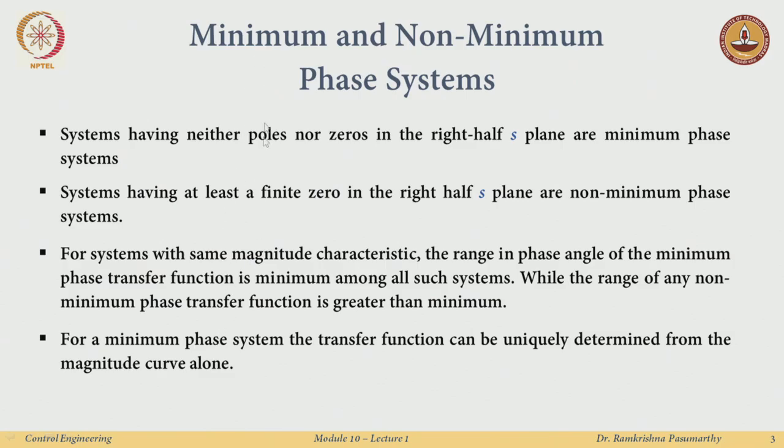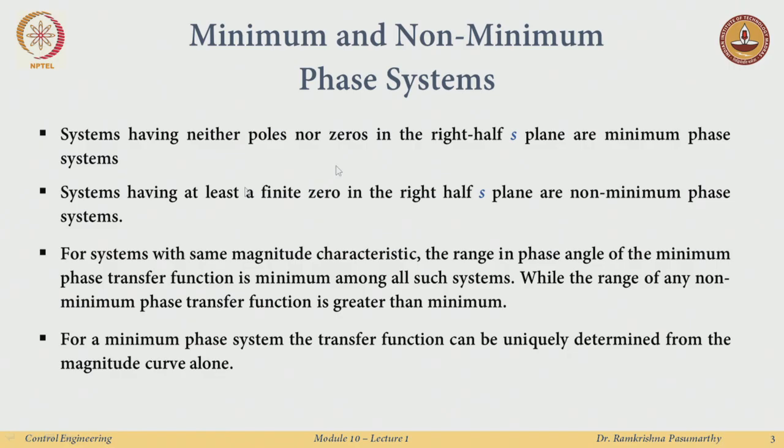I'll briefly run you through these things before I tell you why we need them. Systems which have neither poles nor zeros in the right half S plane are minimum phase systems. So far we characterized poles on the right hand side as unstable systems. We never talked about zeros either on the left or on the right. All we knew while drawing the root locus was that the poles go to the zeros. Now, what are non-minimum phase systems?